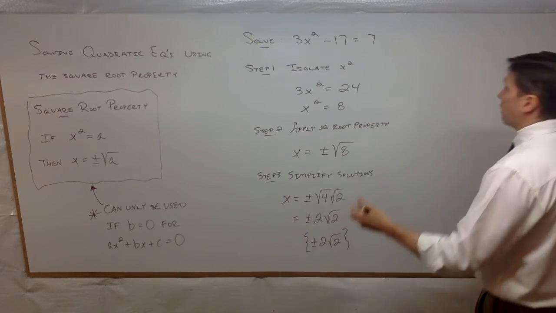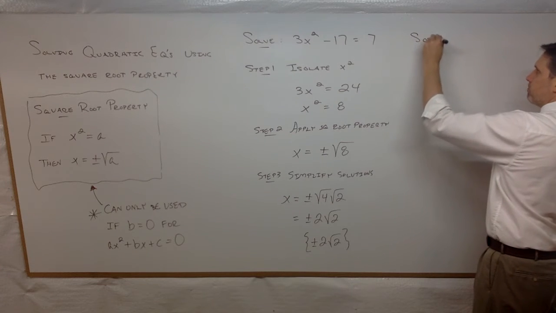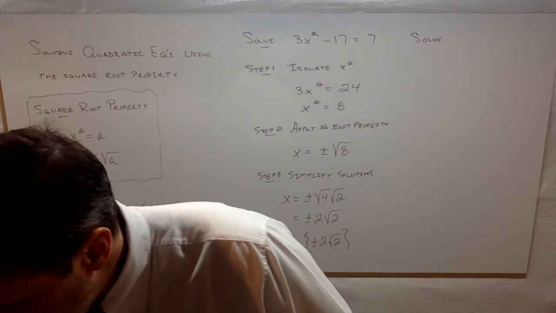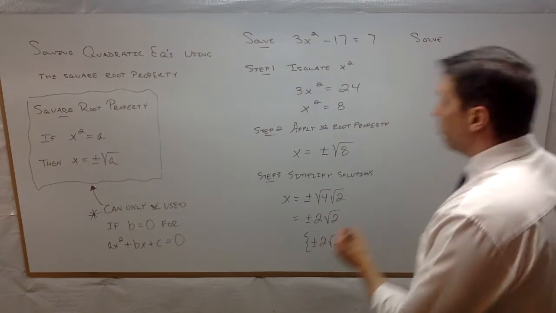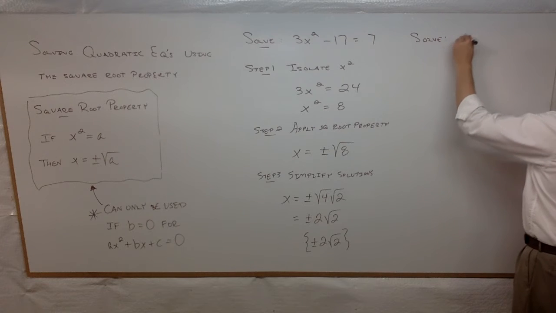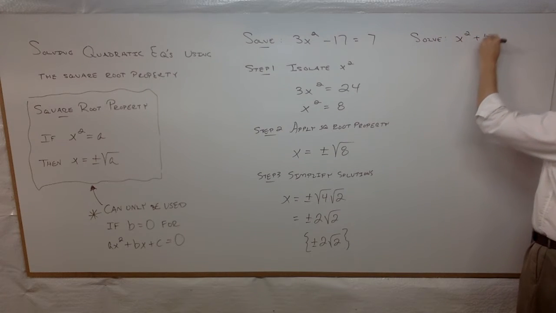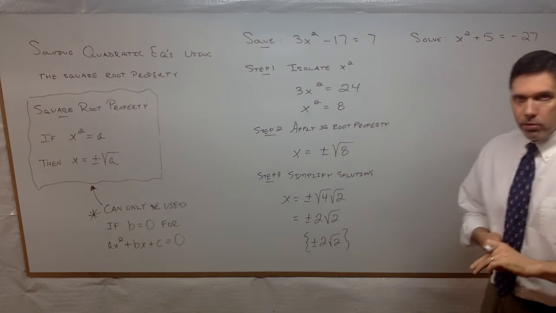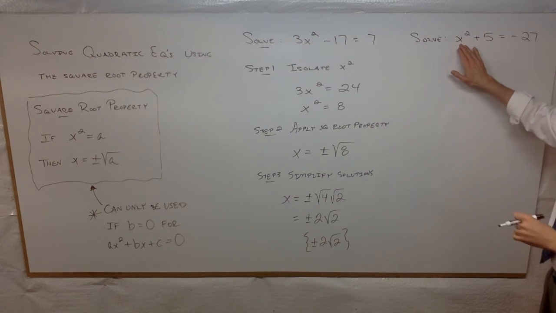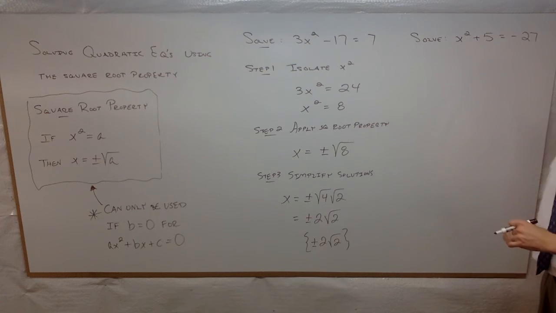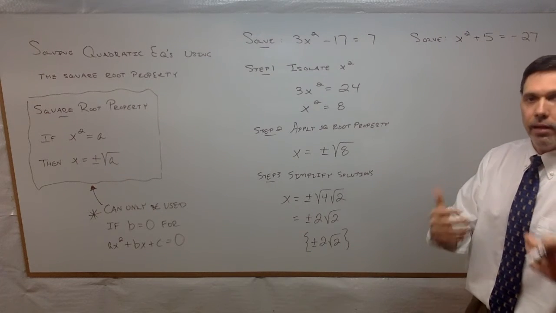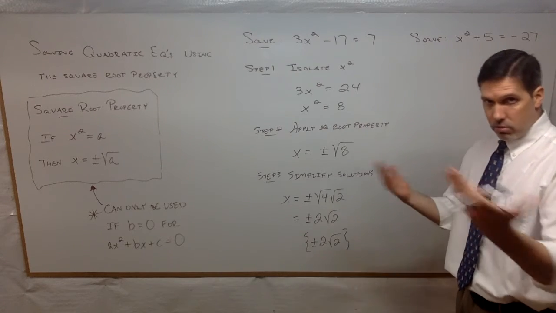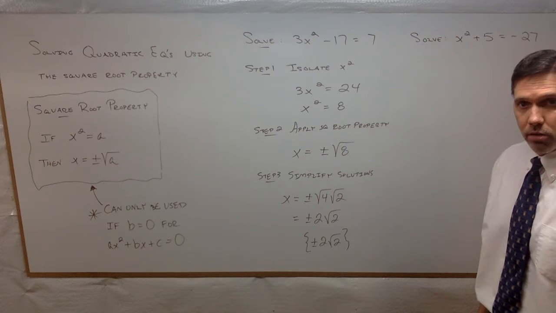Okay, let's just try a second example here. Let's see what I got. I have x squared plus 5 equals negative 27. Okay. First things first, just going down our list. Yes, this is a quadratic equation because of the x squared. I just want to keep refreshing your memory about that because it's important to recognize you have a quadratic equation. Other types of equations have different methods of solving it.